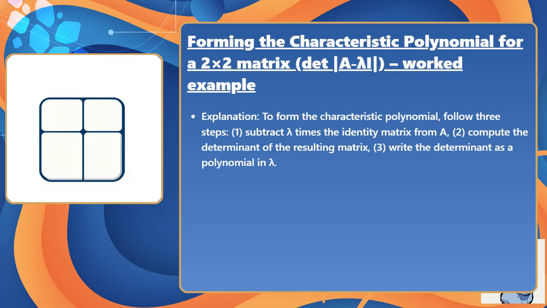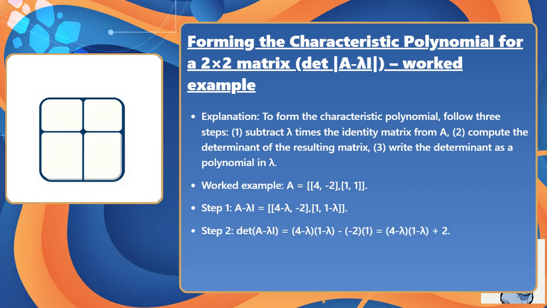To form the characteristic polynomial, follow 3 steps. First, subtract lambda times the identity matrix from A. Second, compute the determinant of the resulting matrix. Third, write the determinant as a polynomial in lambda. Worked example: A equals a 2 by 2 matrix with entries 4, negative 2, 1, 1. Step 1, A minus lambda I equals a matrix with entries 4 minus lambda, negative 2, 1, 1 minus lambda. Step 2, the determinant of A minus lambda I equals (4 minus lambda)(1 minus lambda) plus 2.